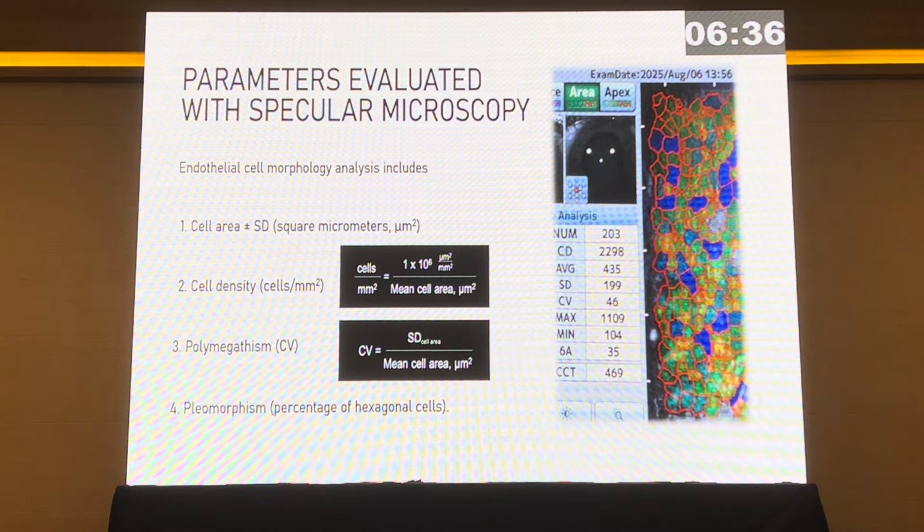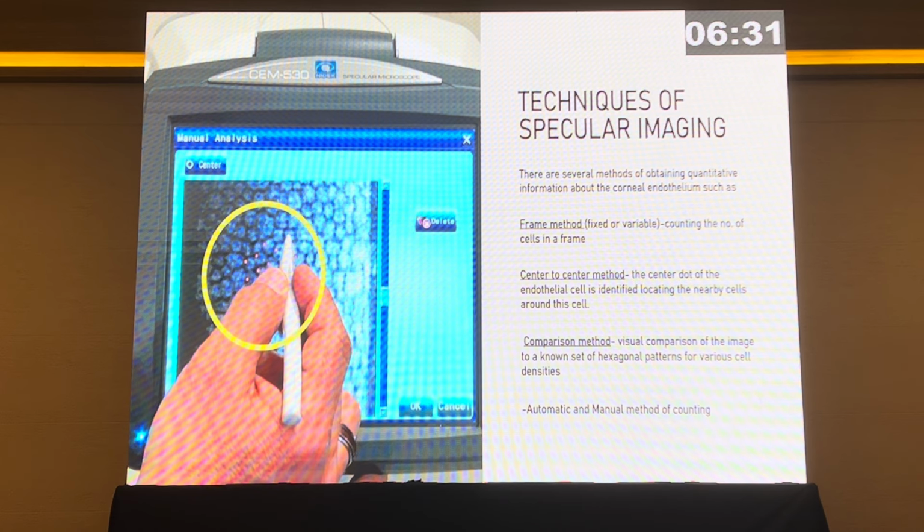So these are the things which we usually look at. These are the parameters we study in the spectrum. Now techniques, there are different techniques. I'm not going into detail about that.